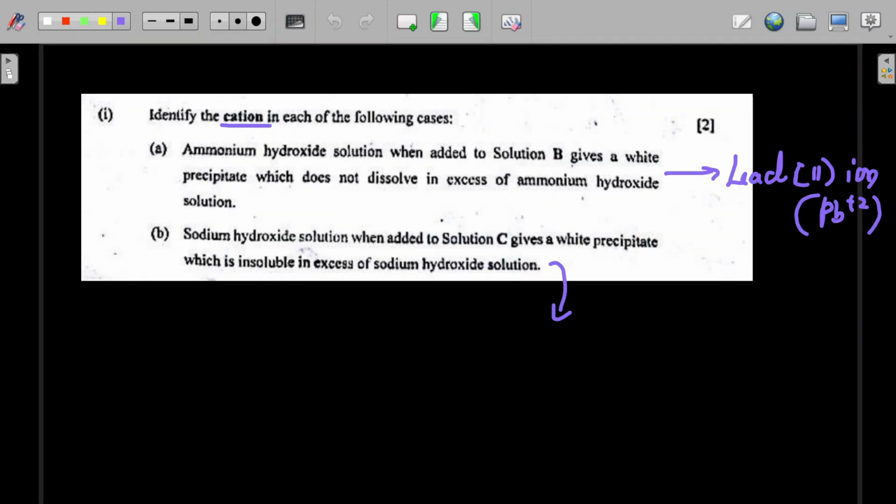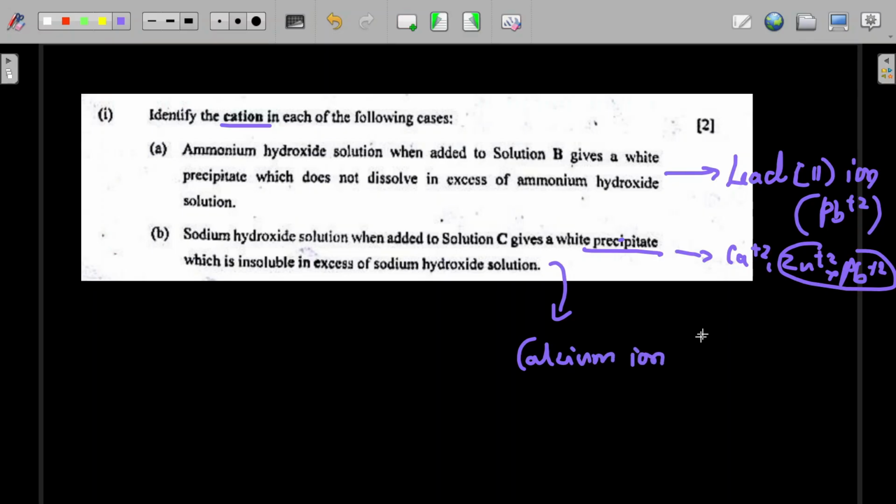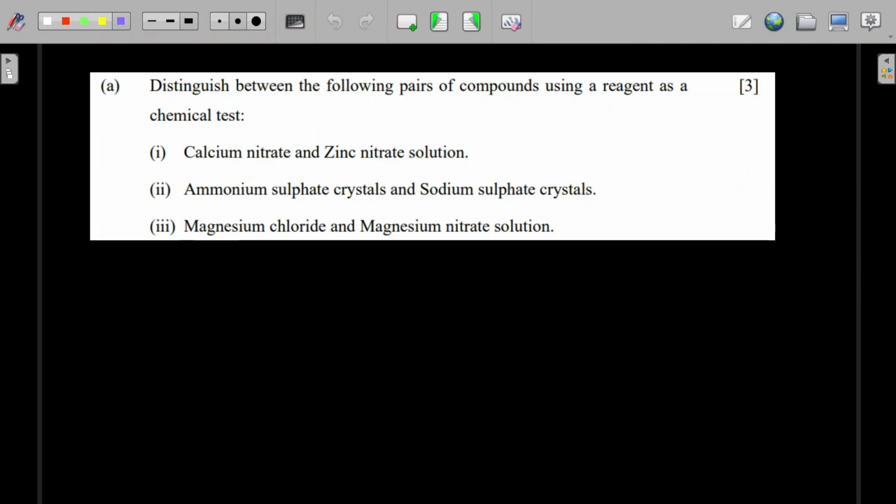How to analyze? White precipitates are calcium, zinc, lead. And which of them are soluble in excess? Zinc and lead. What is left? Calcium. Okay, this is how you do it. Calcium ion, that is Ca2+.